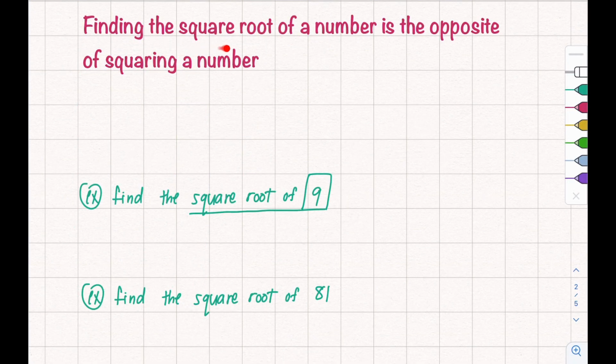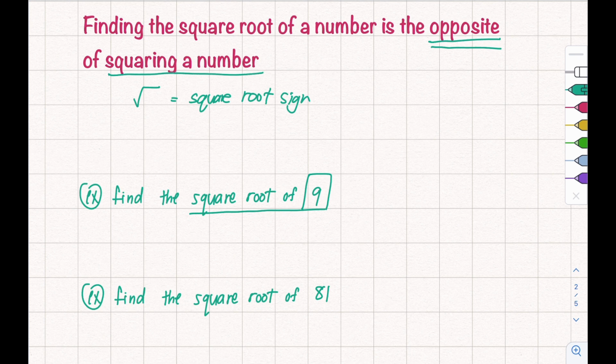So how do we find the square root of a number, and what does it have to do with squaring a number? Well, we first need to begin by looking at a sign called the square root sign. So this sign that I just drew is called the square root sign. And to find the square root of a number, we know that it has to be the opposite of squaring a number. So for example, if we were to find the square root of 9, we first need to think of what times what makes 9. And this number that we come up with has to be the same number.